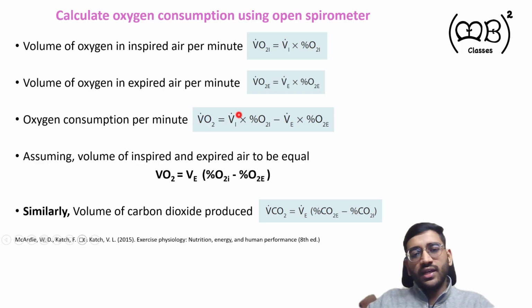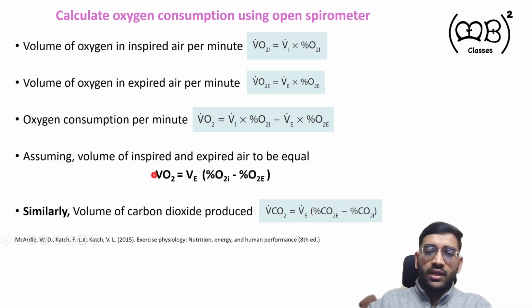In this, if I assume that the volume of inspired and expired air is equal, and I put the percentage of oxygen in inspired air as approximately 21%, I can get a simplified equation, because some spirometers don't give you the volume of inspired air, they only give you the volume of expired air. So the simplified equation is: volume of oxygen consumption is equal to volume of expired air times 21% minus whatever is the percentage in the expired air. This would give you the volume of oxygen consumption.